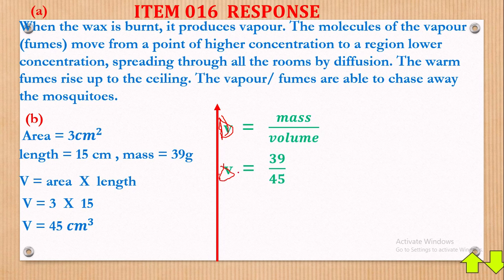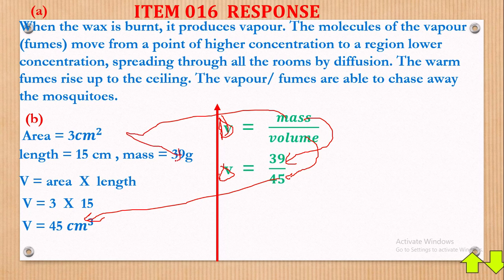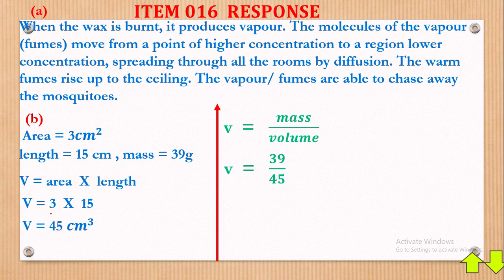Remember, our mass was 39 and our volume was 45 from right here. Now let's substitute. That's a density, not volume, because here we wanted to find the density. The answer will be 0.8667 grams per cubic centimeter. That is density, please. That really makes some sense.